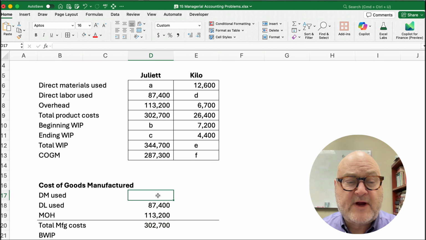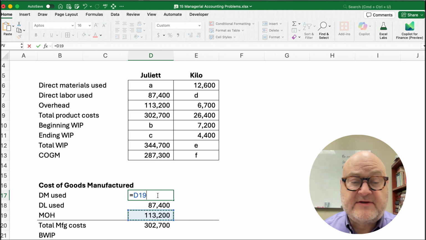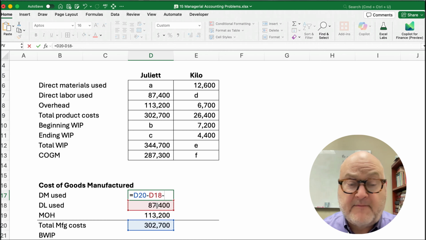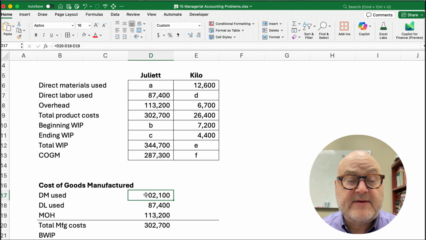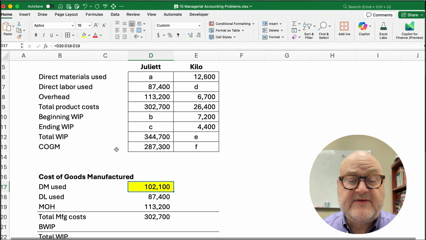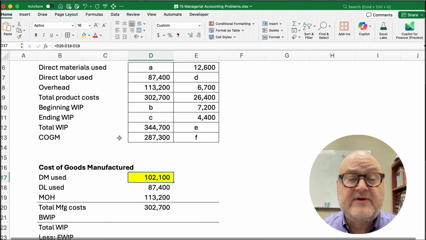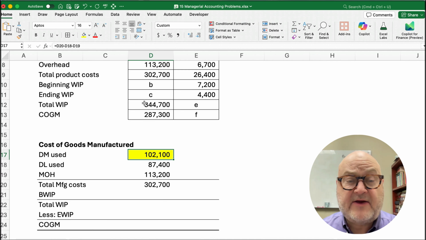Well, what about our direct materials used? We're going to take the total 302 minus the 87 minus the 113, and we end up with our direct materials used. I'm going to highlight it so we know that's our answer. Our direct materials must be 102,100. So we have this given information.